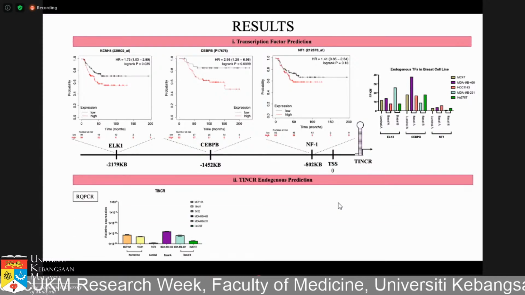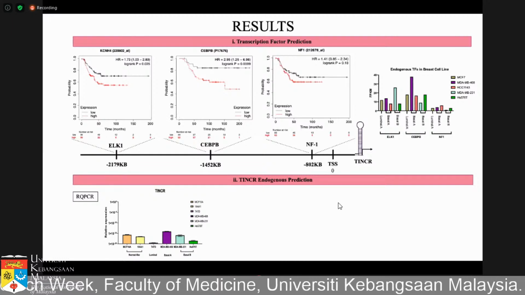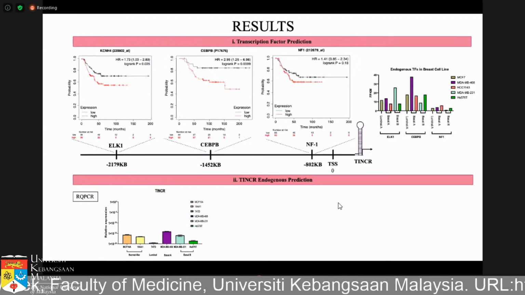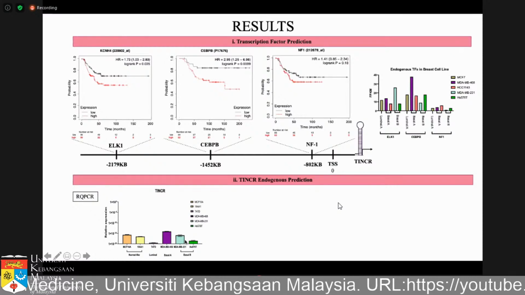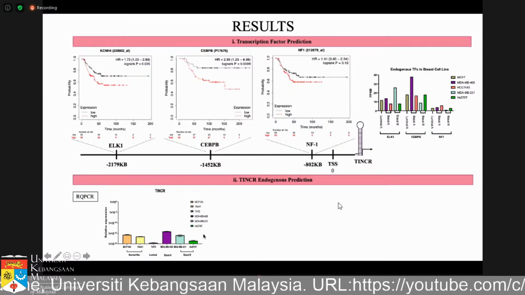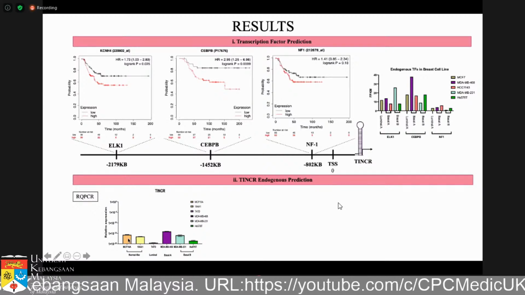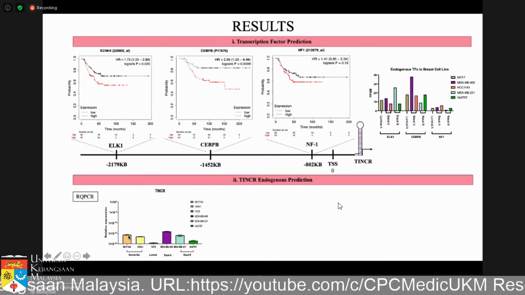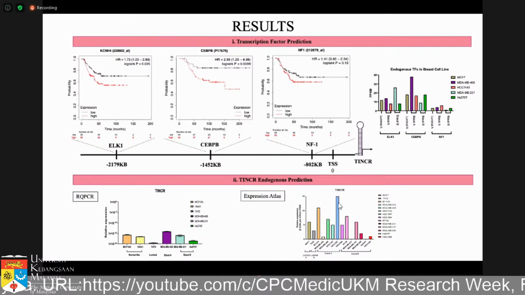Higher endogenous THINCR expression was observed in TNBC using RT-PCR, and the TNBC cell lines are MDA-MB-468, MDA-MB-231, and HS578T, compared to luminal T47D and normal breast 184A1 and MCF10A. The Expression Atlas database also correlated with this observation.